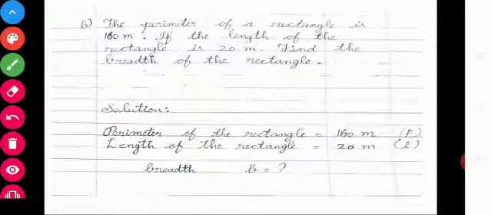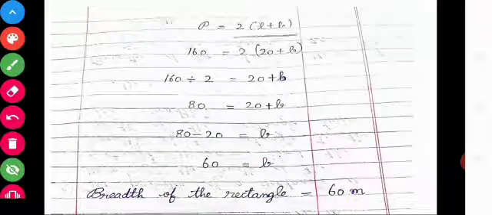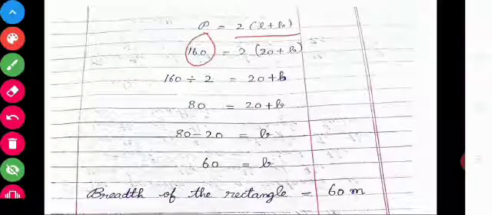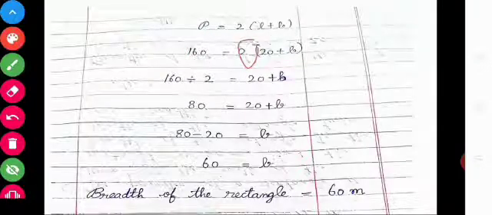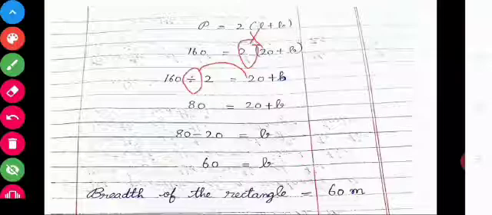And then look at that. What is the formula for perimeter of the rectangle? P is equal to 2 into (L plus B). Perimeter of the rectangle, how much is it? 160 is equal to 2 into (20 plus B). This 2 is in multiplication. It will come before the equal sign, and that sign will be changed to the opposite sign. This multiply will change into division. So 160 divided by 2 is equal to 20 plus B.